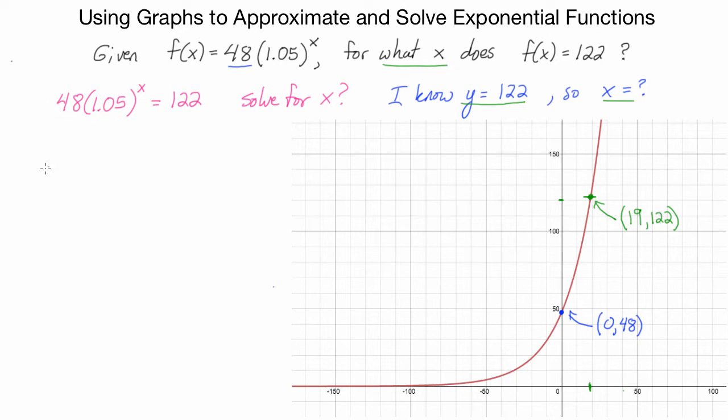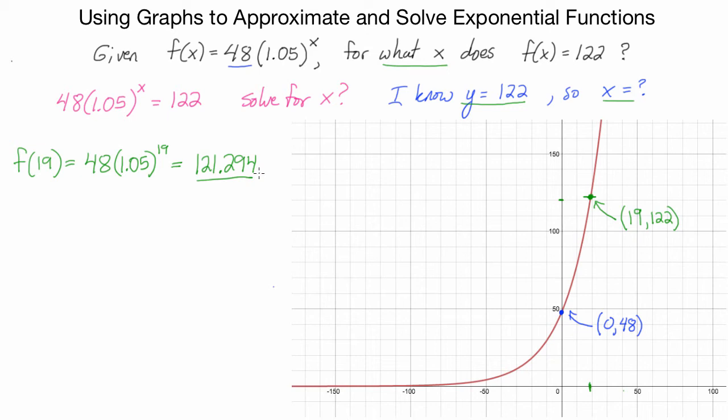Let's go ahead and check just to see how close we are. Let's put 19 into our function and see what we get back. So I'm going to do 48 times 1.05 to the 19th power. I'm going to see how close we actually are to 122. And I get 121.294. So we're a little bit less. It's not an exact value, but it's a reasonable approximation.